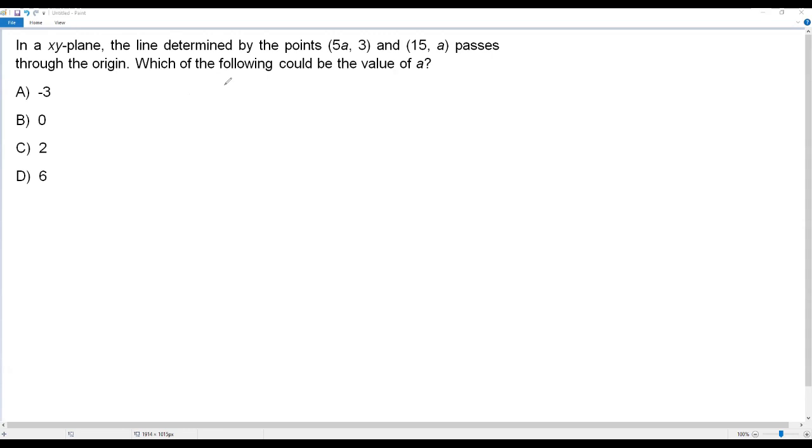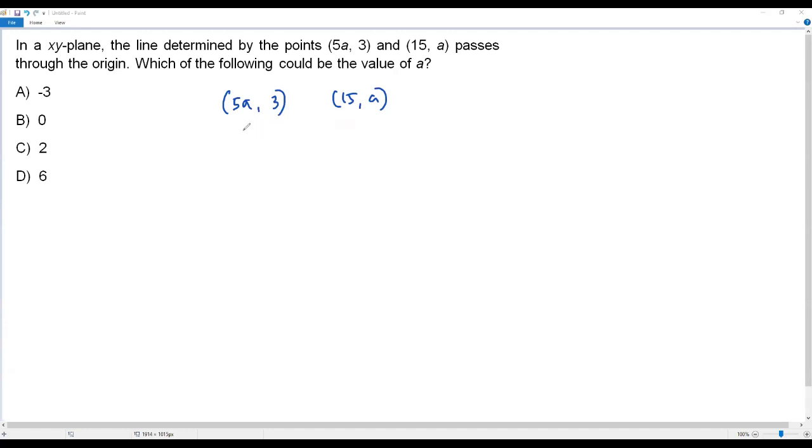Okay, now let us find the equation of the line joining the given 2 points (5a, 3) and (15, a). Let me write the points over here. To get the equation of the line joining these 2 points, first I need to find the slope. Once I get the slope, I can use the slope intercept form to get the equation of the line.